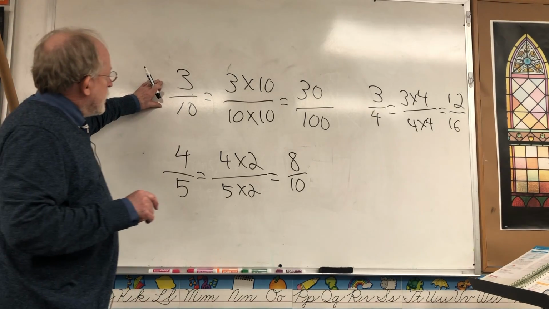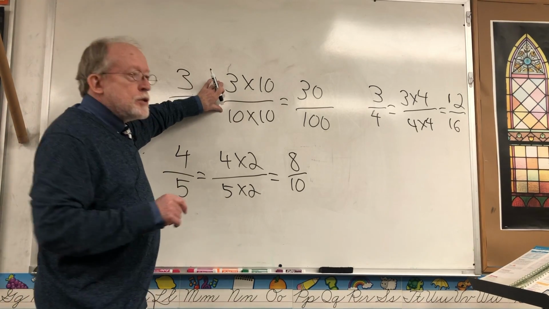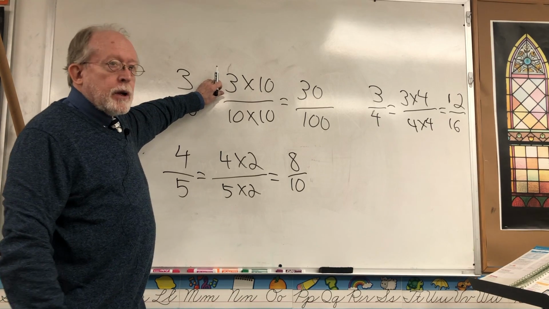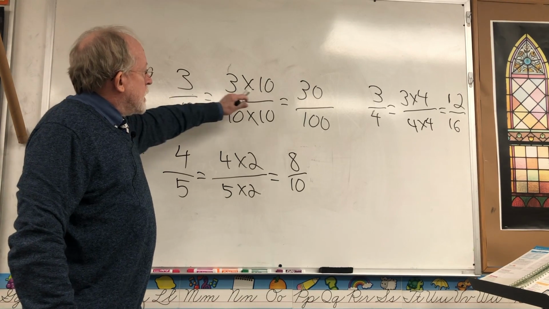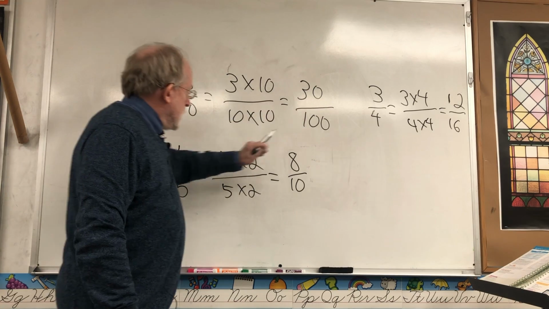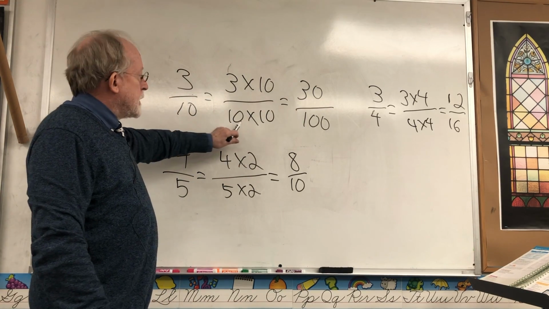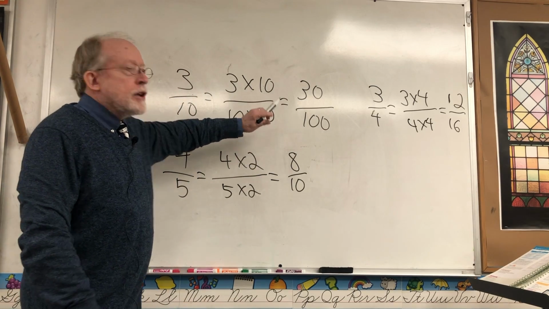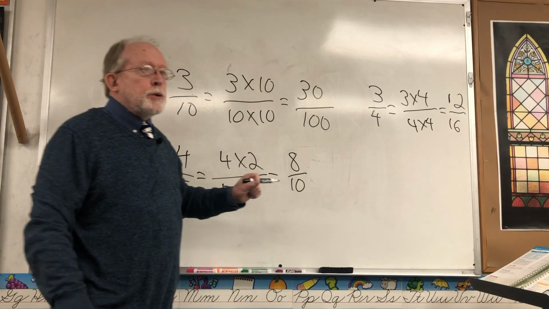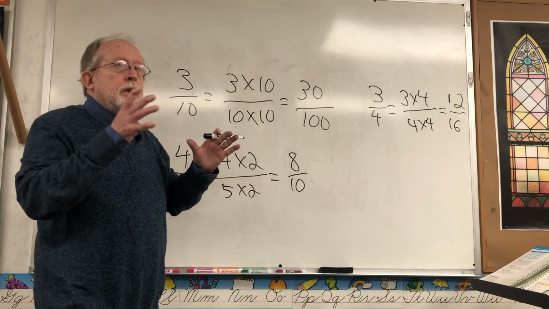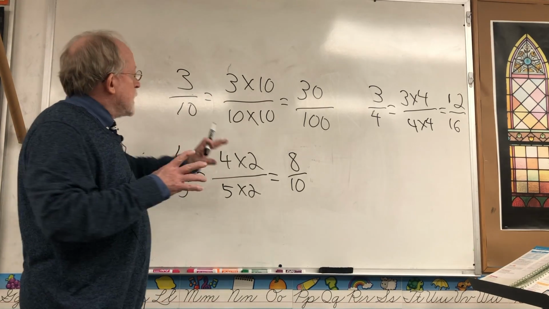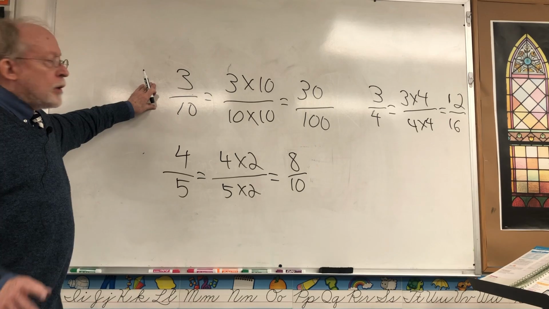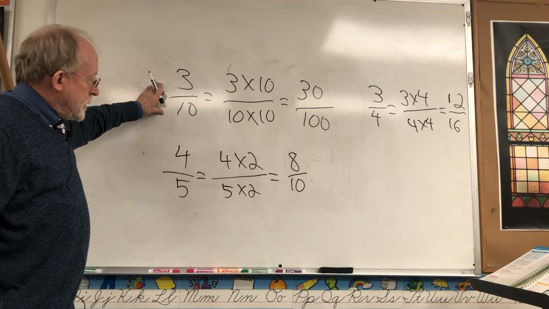So our example here is 3/10. So what you do is you multiply the top number, the numerator, by 10, and you get 10 times 3, and that's 30. Then you multiply the bottom number by 10, and that's 100. So this fraction, 30/100ths, is equal to, in terms of size, even though the numbers are bigger, it's equal to 3/10, because all we did was we multiplied both numbers by 10.